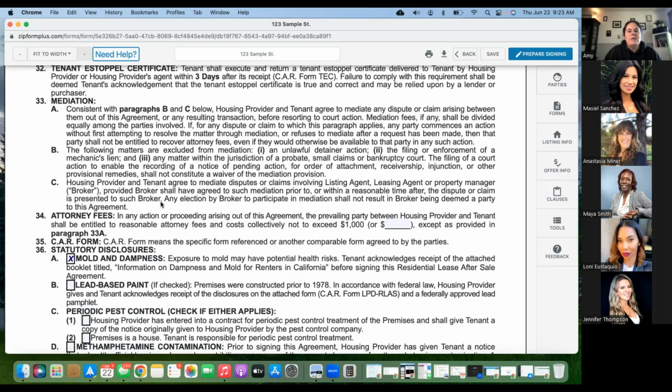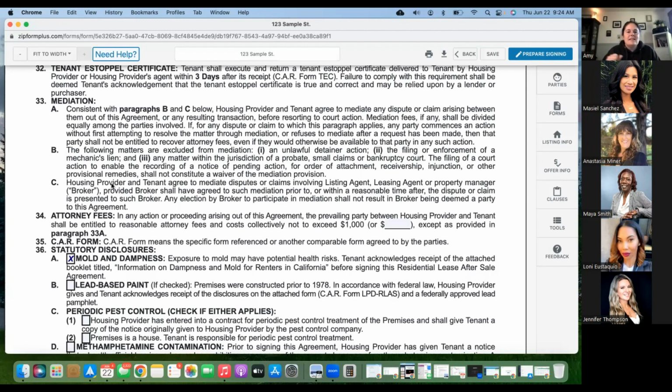The following matters are excluded from mediation: unlawful detainer action, the filing or enforcement of a mechanics lien, and any matter within the jurisdiction of a probate, small claims, or bankruptcy court. The filing of a court action to enable the recording of a notice of pending action, or for order of attachment, receivership, injunction, or other provisional remedies, shall not constitute a waiver of the mediation provision.